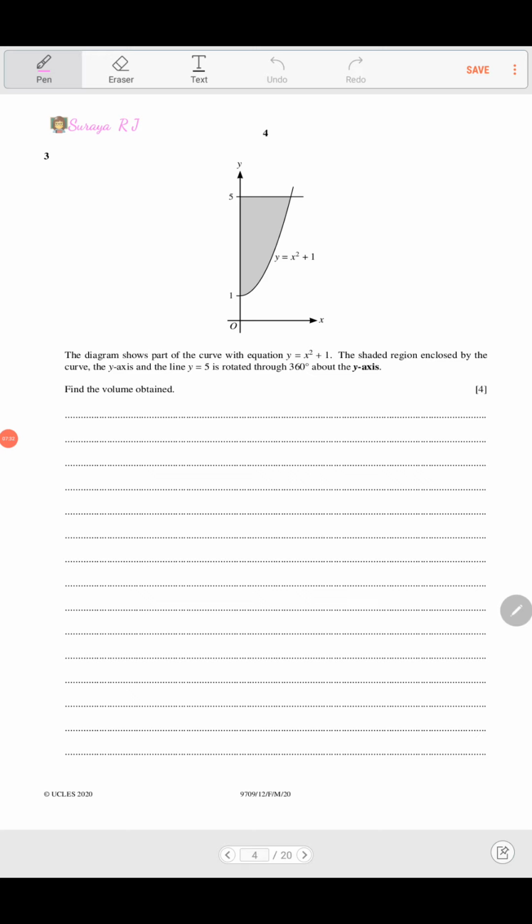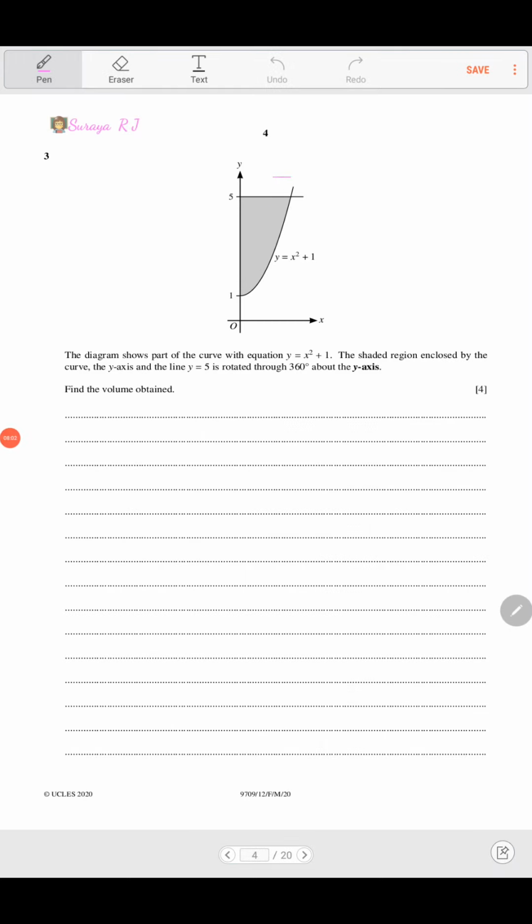Question number 3. The diagram shows part of the curve with equation y is equal to x squared plus 1. The shaded region enclosed by the curve, the y-axis and the line y is equal to 5 is rotated through 360 degrees about the y-axis. Find the volume obtained.